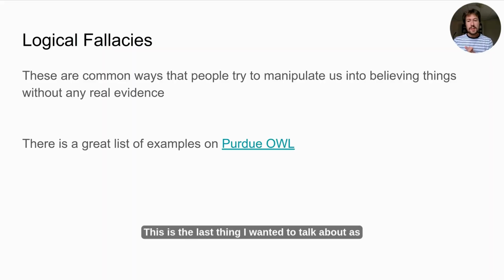Logical fallacies. This is the last thing I wanted to talk about as far as evidence and claims go. There are a lot of common ways that people try to manipulate us into believing things without any real evidence. There's a really great list on Purdue OWL, and I've put a link in the slides if you're following along on the slides. I'll give you a couple examples.